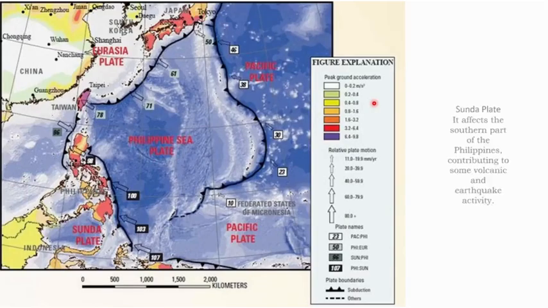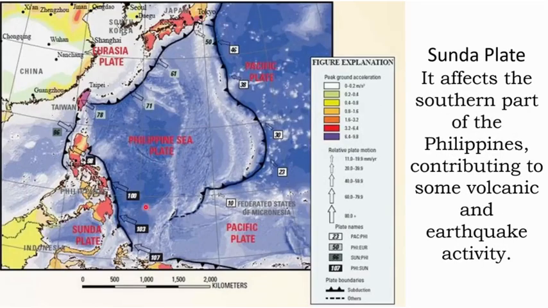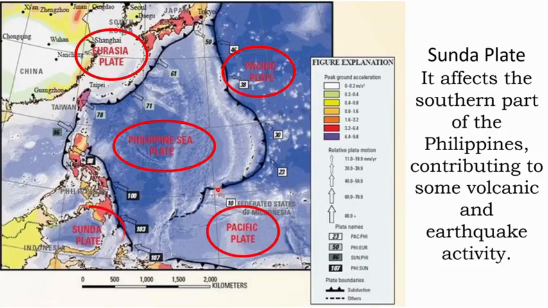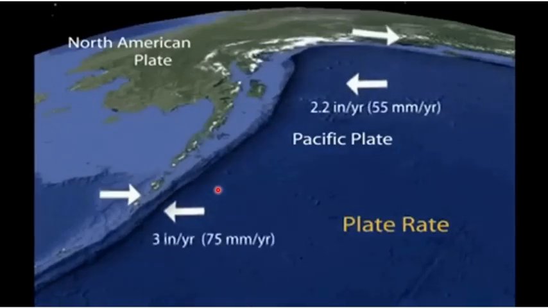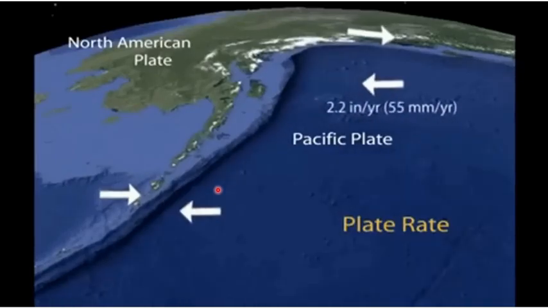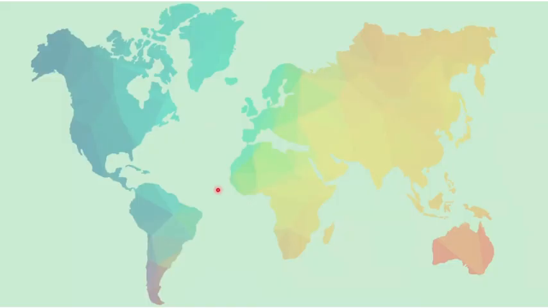And lastly, we have the Sonda Plate, located at the southwest of the Philippines. It affects the southern part of the Philippines, contributing to some volcanic and earthquake activity. In summary, the Philippines is influenced by the movements of the Philippine Sea Plate, Eurasian Plate, Pacific Plate, and Sonda Plate. These interactions create a highly active geological environment, leading to frequent earthquakes and volcanic activity.